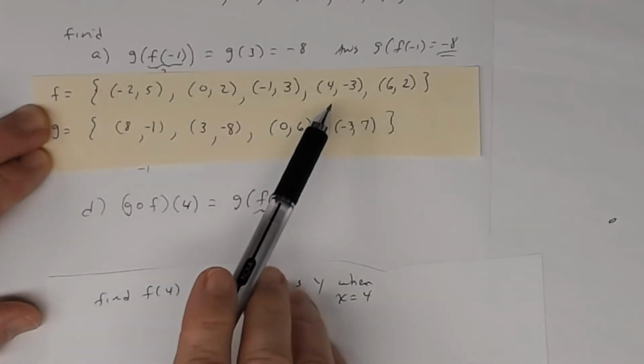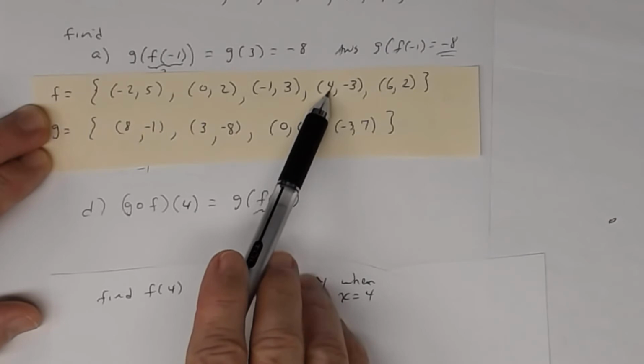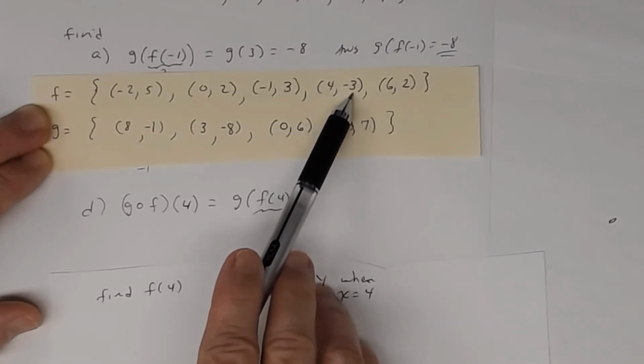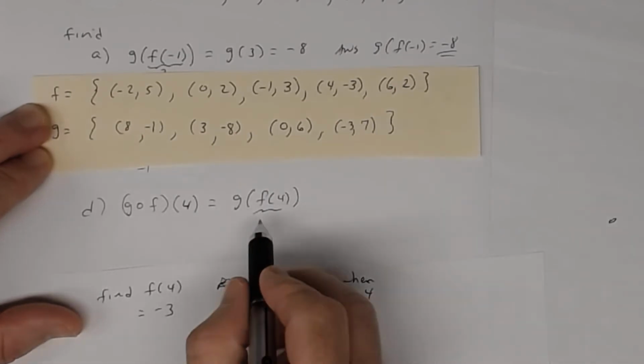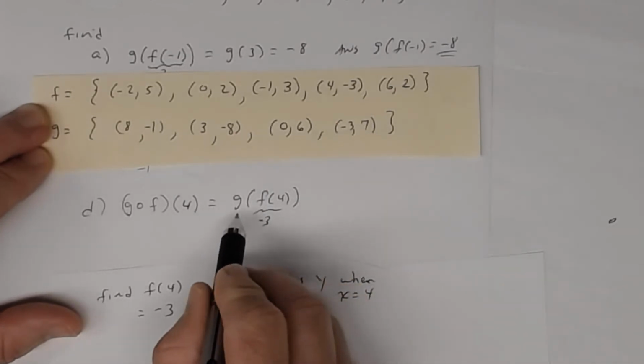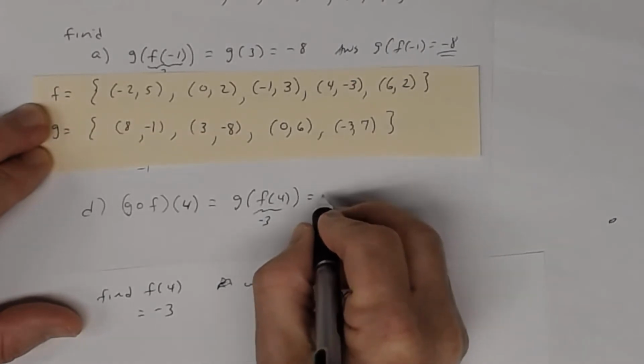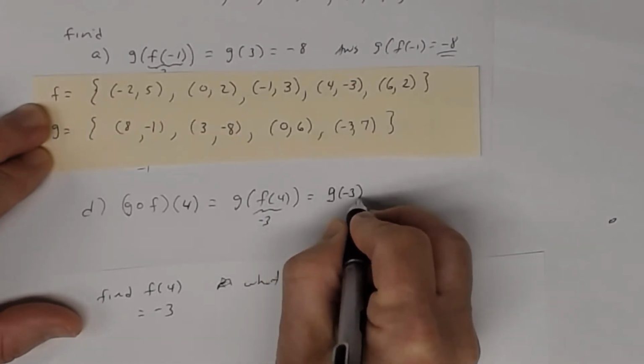So when x is 4, here's the ordered pair where x is 4. So when x is 4, the y value is negative 3. So this becomes negative 3. So this right here is negative 3, right? So now you've got to find g of negative 3. So this equals g of negative 3.